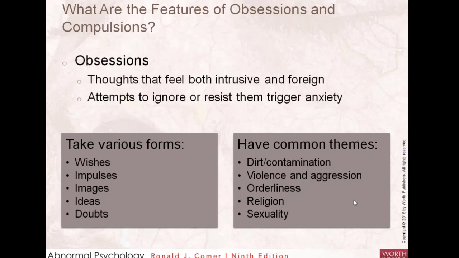These are not the only themes, but some of the most common ones: germs, contamination, violence and aggression. Sometimes people have very violent images in their mind, and maybe even violent impulses. Maybe they feel impulses to hurt someone, but they don't want to hurt someone, and this person has no desire whatsoever to. It feels like they're coming from out of nowhere. Orderliness is another one that's relatively stereotypical. Things have to be neat. Things have to be organized just the right way.